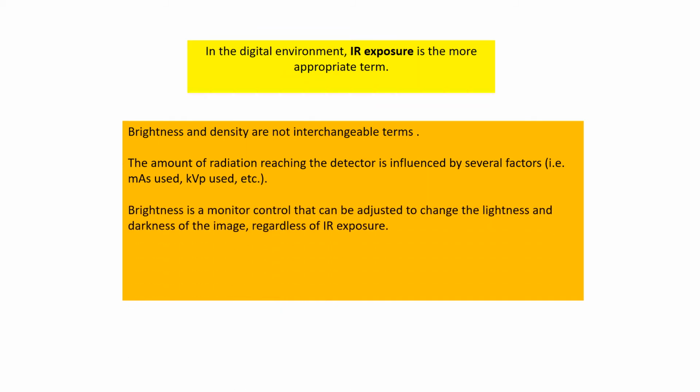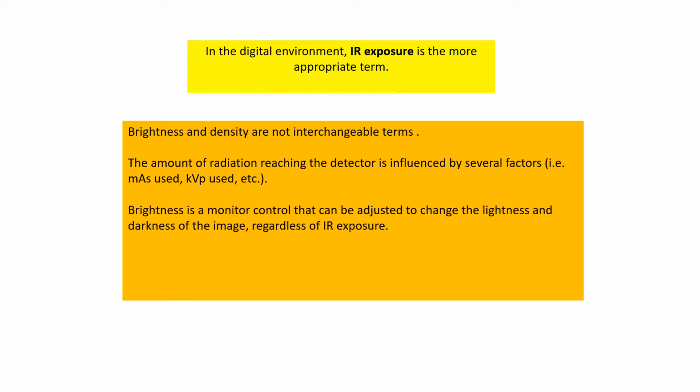Once the detector receives a certain quantity of radiation, the computer is able to take that information and formulate an image. When the image comes up on the screen, we, the technologists, have the ability to change the brightness of the image, but what we're changing is a monitor control. So brightness is a monitor control that can be adjusted to change the lightness and the darkness of the image, regardless of the IR exposure.